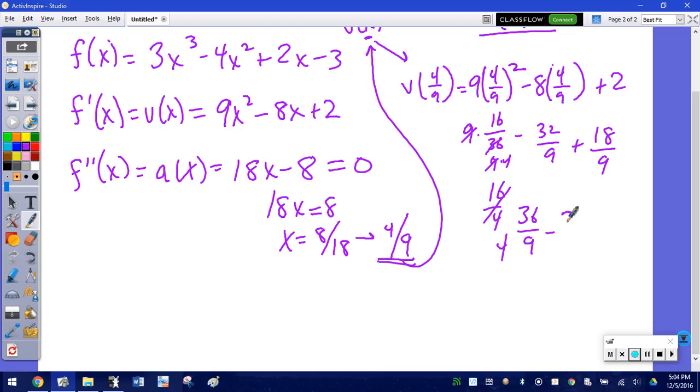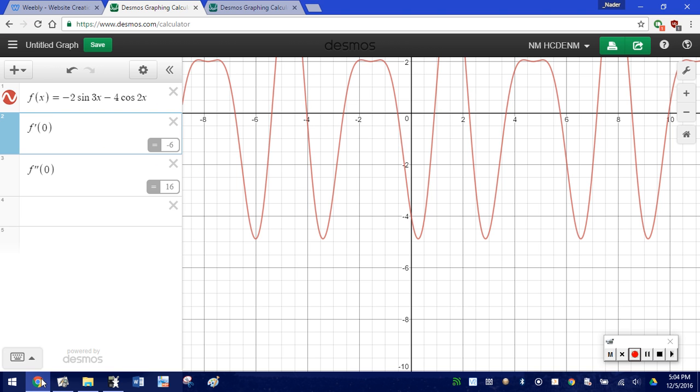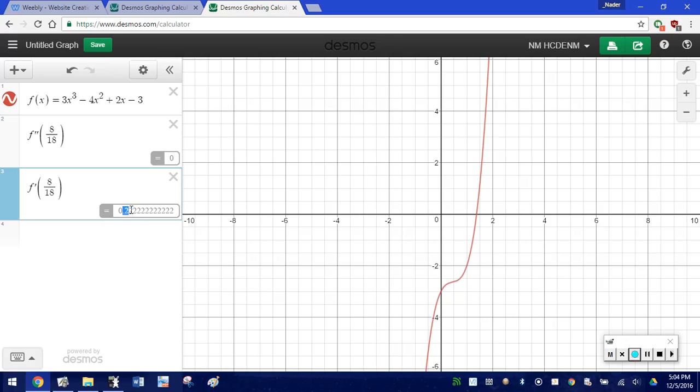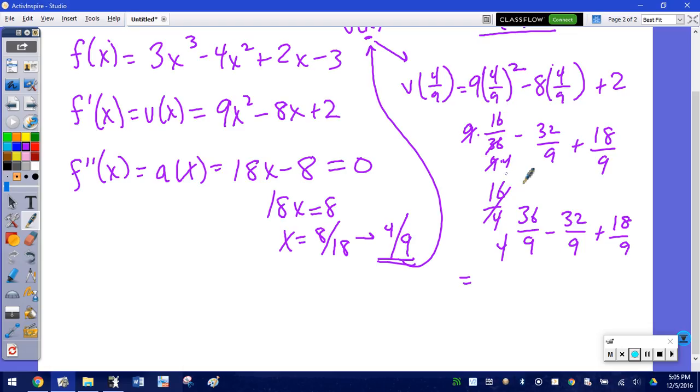You can fast forward to this part. 36 take away 32 is 4/9 plus 18/9 is, okay, I'm already bored of this problem. What you get when you plug in 4/9 is 2/9. I forgot to simplify it here, but you get 0.2 repeating, which is 2/9, which would be your final answer. I know it got a little carried away there. You can just plug it in the calculator, frankly. I'm perfectly fine with that. The velocity at the time when acceleration is equal to 0, you get 2/9.